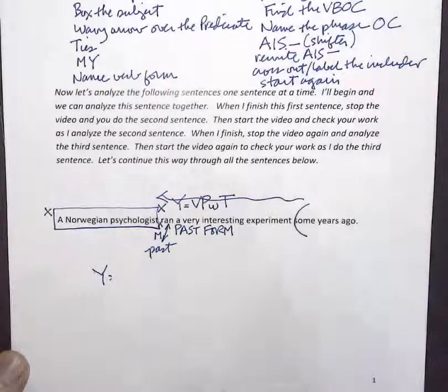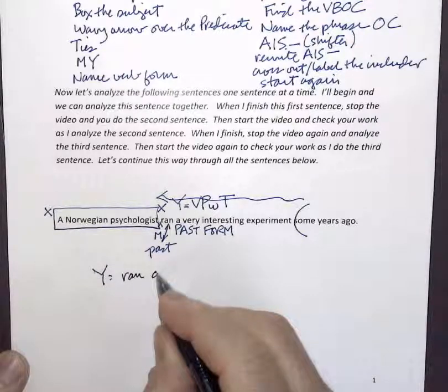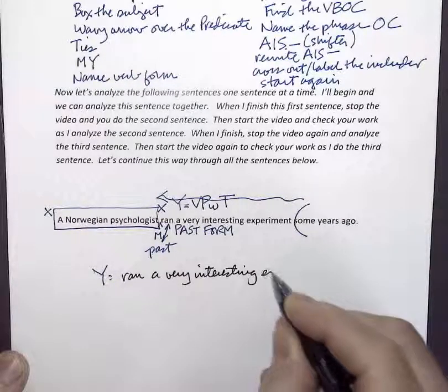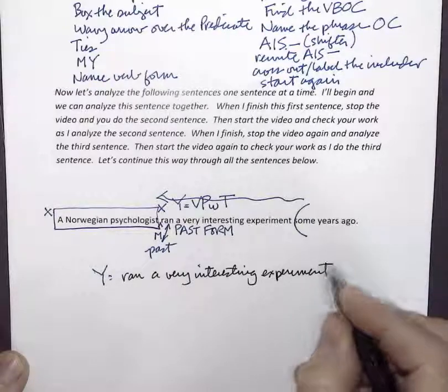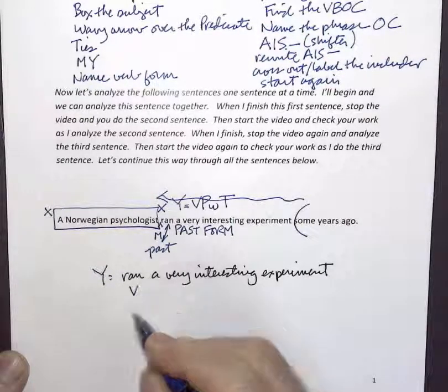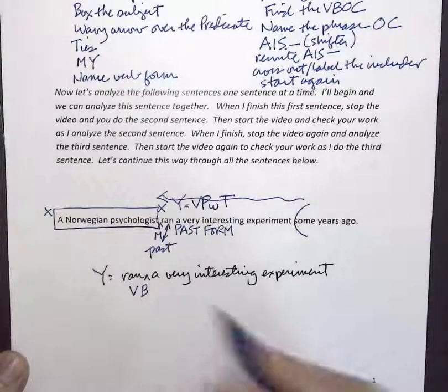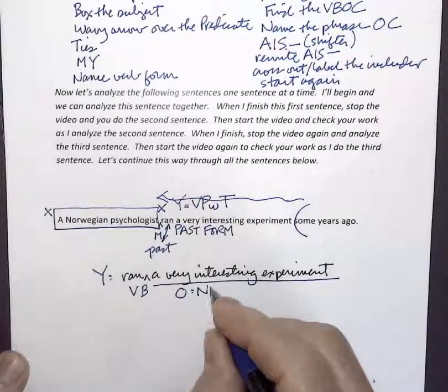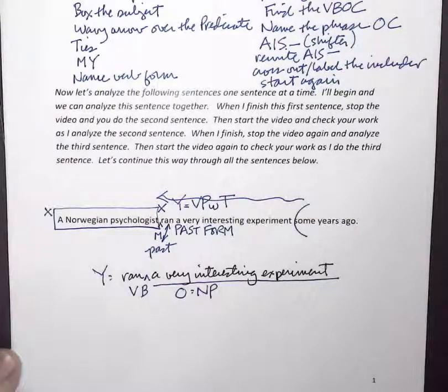Following my steps, I rewrite the phrase. Ran a very interesting experiment. So ran is the verb, the particle is empty, and a very interesting experiment is the object. That's a noun phrase. We're done. The adverbial phrase, what's in the shifter place, is not an adverbial included sentence, so we don't need to deal with anything more at this point. Please stop the video, take a look at the next sentence, and come back and we'll look at it together.